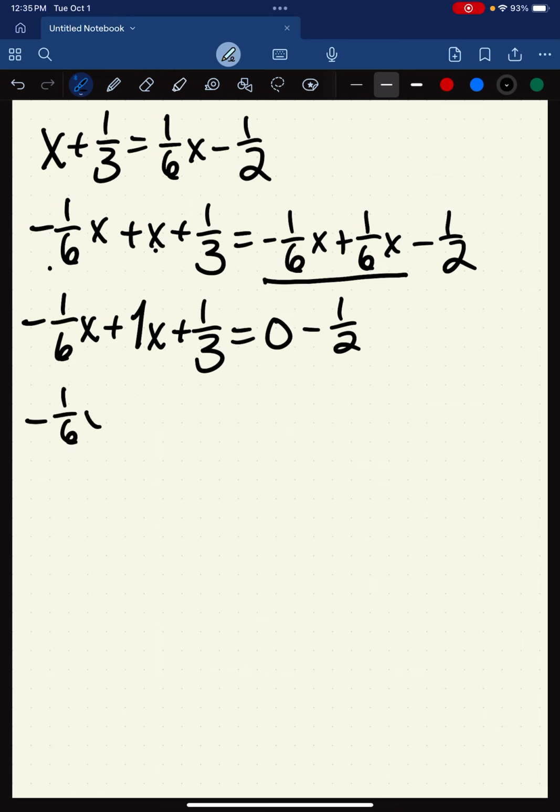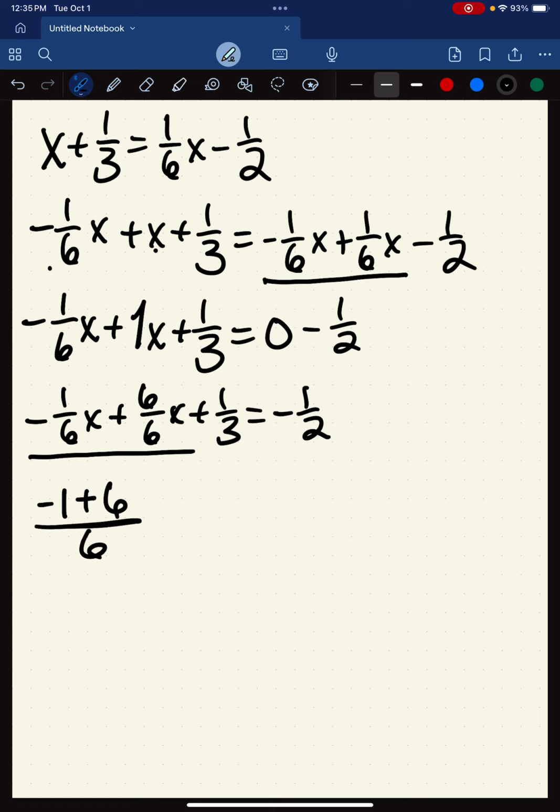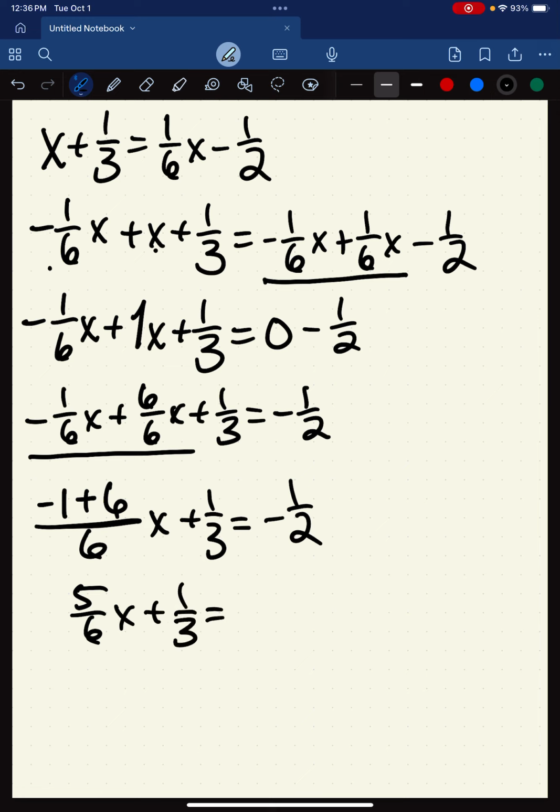So then we have negative 1/6 x plus 1, the equivalent fraction for 1 is 6/6 x, plus 1/3 is going to be negative 1/2. Now if we take these two, we have negative 1/6 plus 6/6. If we remember how to do fractions, that would be negative 1 plus 6/6 times x plus 1/3, negative 1/2. That gives us 5/6 x plus 1/3 is going to be negative 1/2.